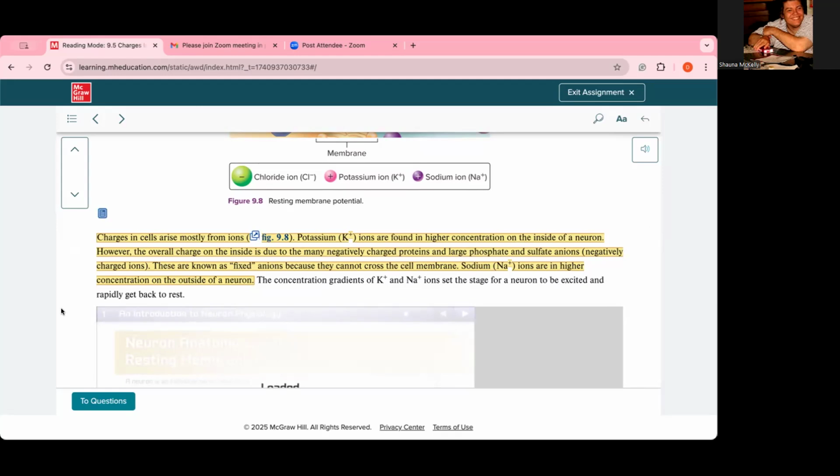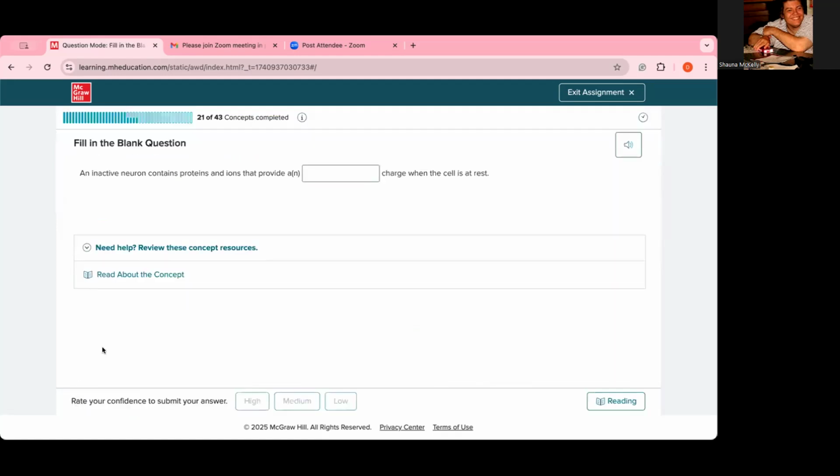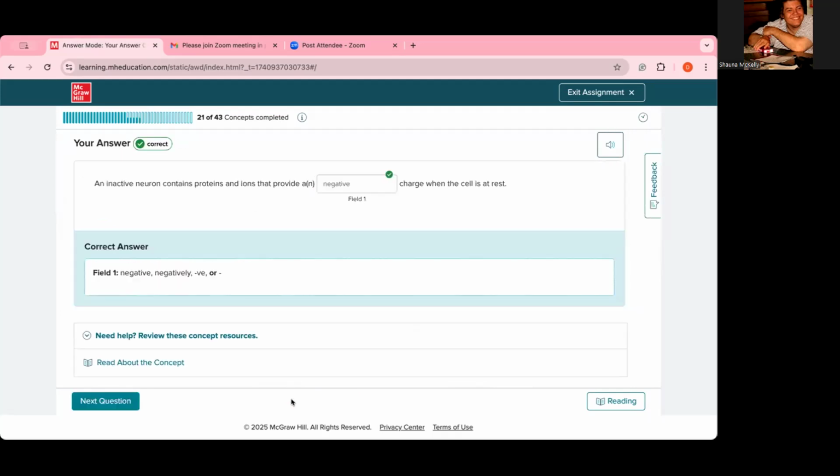Okay, so let's go back. I think it's at rest, it's negative. Yeah, negative charge. Because it should be positive, but the bigger proteins and the ions are making it negative, is what we read. A negative charge.